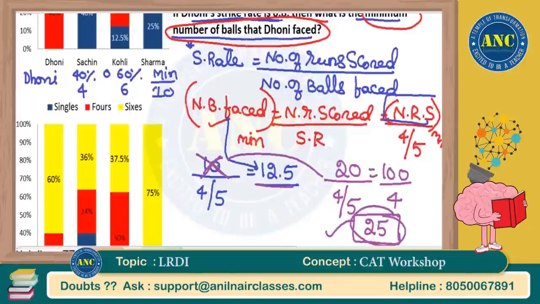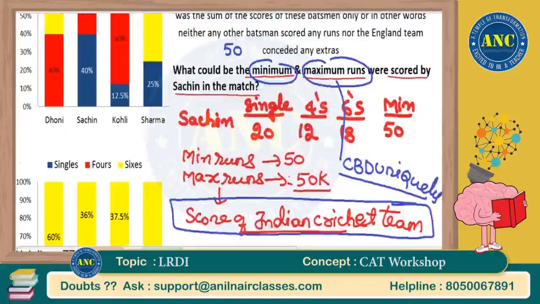I hope this question is clear. Minimum number of balls faced will be 25. Right? Now let us go to the next question. I hope it is clear. One question. Beautiful class, sir. Today's class will be one of the best classes out of all the classes which I have taken in terms of LR&DI, sir. Now see here. Next one.